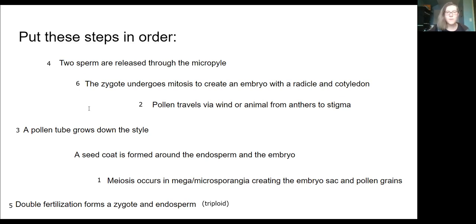All right, finally, we want to keep this embryo safe, so a seed coat forms around it.